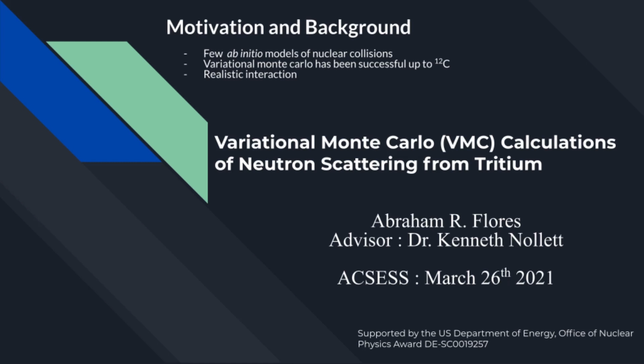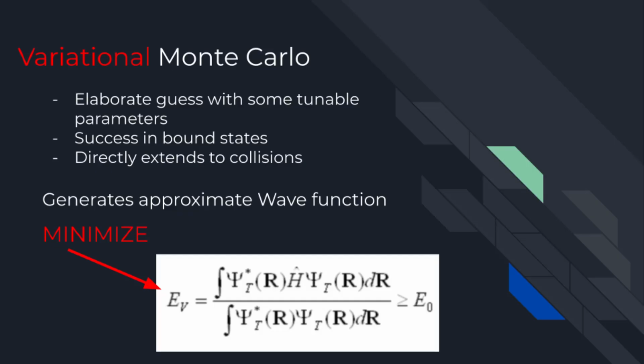Having ab initio models of all nuclear properties is a major goal of the field, simply meaning models starting from realistic protons and neutrons. This is still not achieved for most types of nuclei. VMC has been successful and is a viable starting point in more successful methods for computing bound state wave functions in nuclei lighter than carbon.